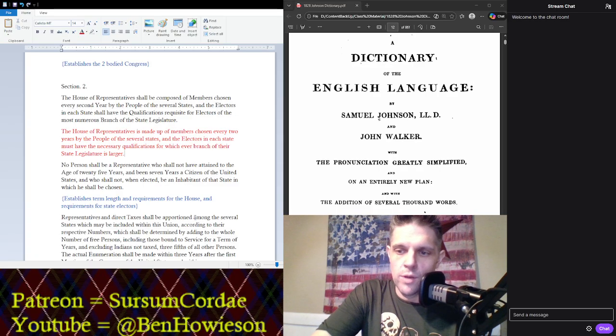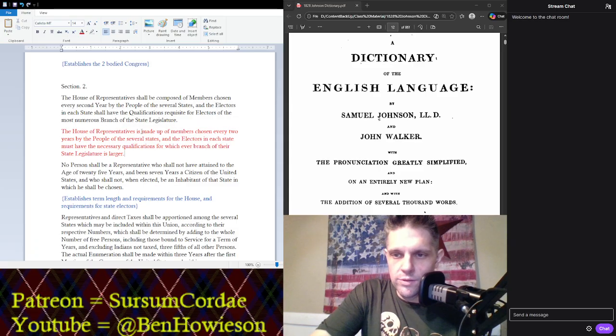and direct taxes apportioned among the several states which include this union according to their respective numbers. This is the area where they start to get into how do we determine how many representatives each state has, and then we get to the next section with the Senate that establishes two. I jump ahead here, but it's because we need to explain it so you understand what this means, because it's not been explained yet in the actual document.